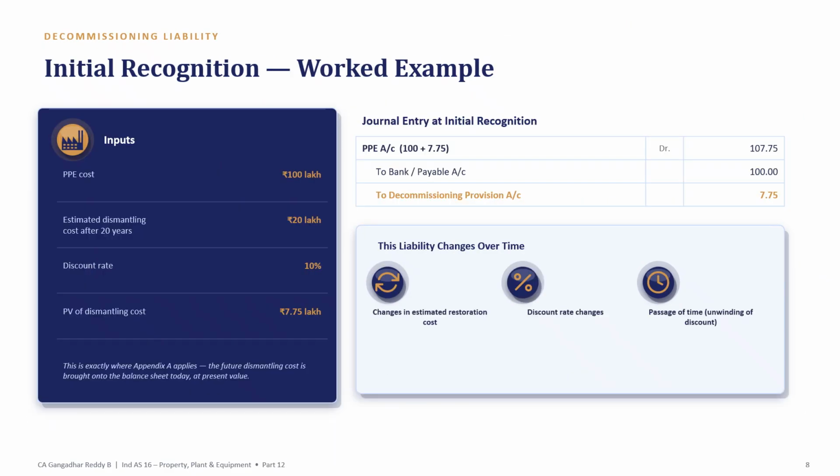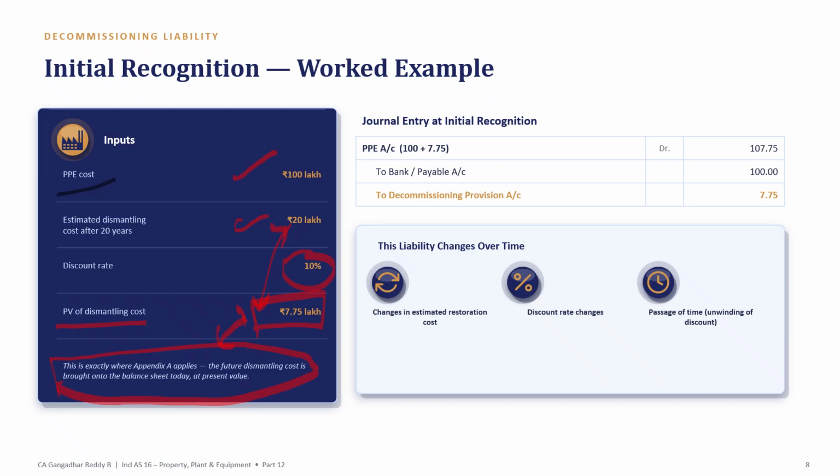So this is the example we have given. The PPE cost is 100 lakhs, and then the estimated decommissioning liability after 20 years, say suppose this is the present value only, so this is 20 lakhs, and the discount rate we have used is 10 percent. The present value is 7.7 lakhs for this 20 lakhs. So this is where Appendix A will implement, how to implement and all.